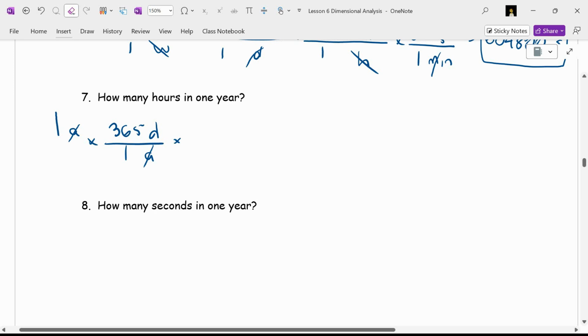What can I convert days into? Oh, and what did I want to end up with? Days on the bottom, hours on the top. What's the conversion factor? How many hours in a day? Yeah. Could you also go 48 and 2? Yeah, don't.